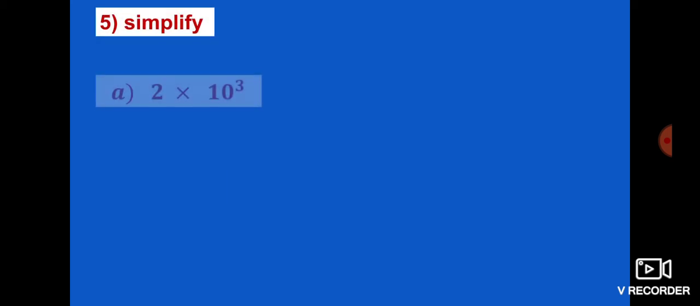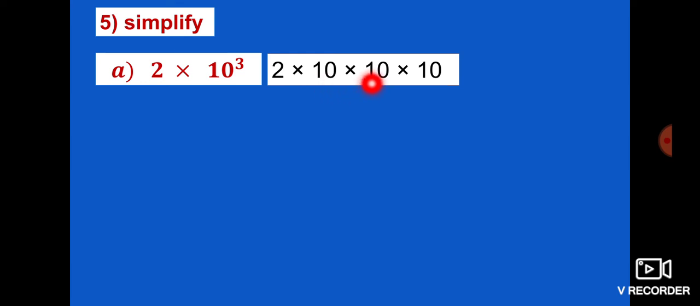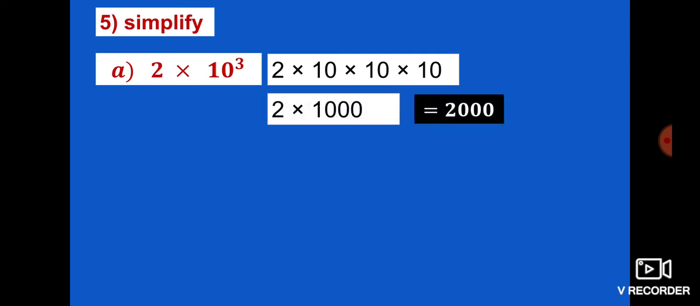Next question, simplify. 2 into 10 cube. We find the answer of these two numbers. 10 cube is 10 into 10 into 10, which means 1000. 2 into 1000, that is 2000.